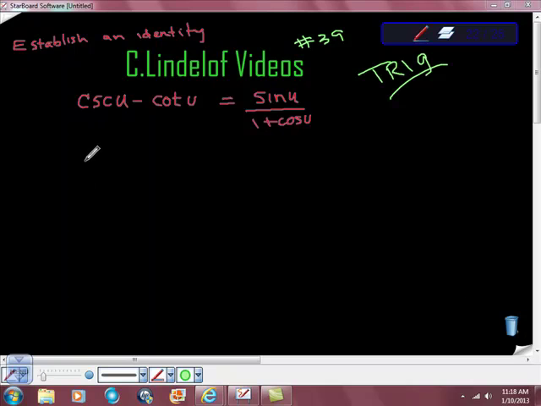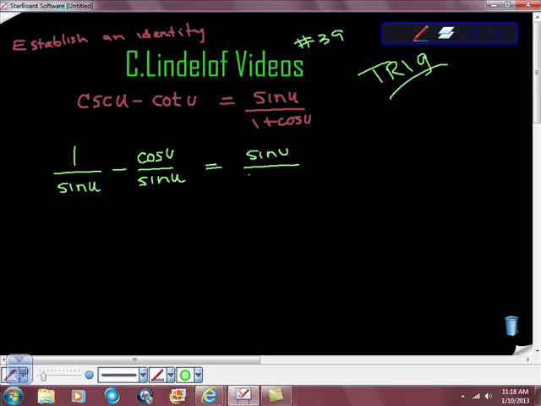So I guess the first thing I'm going to do here is I'm going to get 1 over sine u minus, and cotangent is cosine u over sine u, isn't it? And remember, I'm just going to rewrite the other side, but I can't manipulate that side. So this is what we have now.